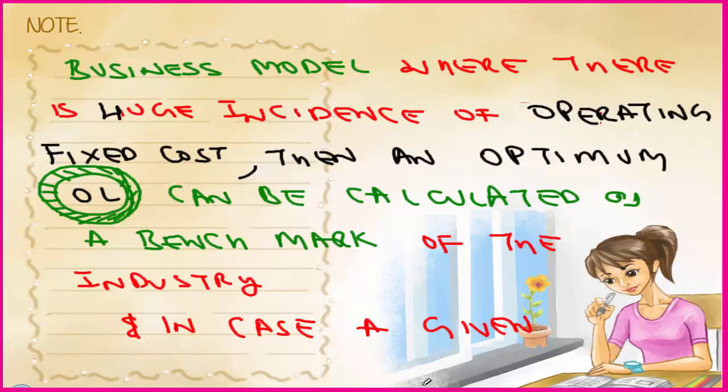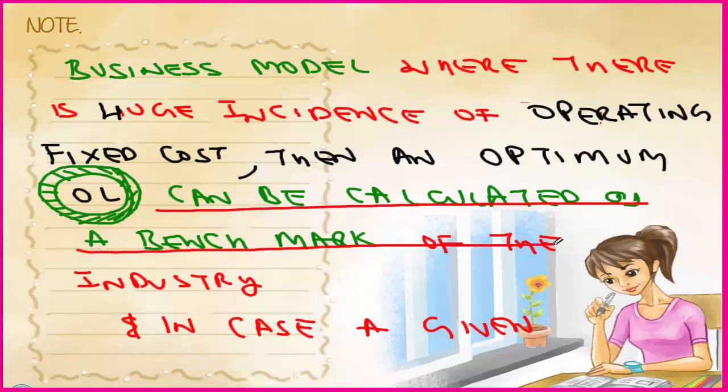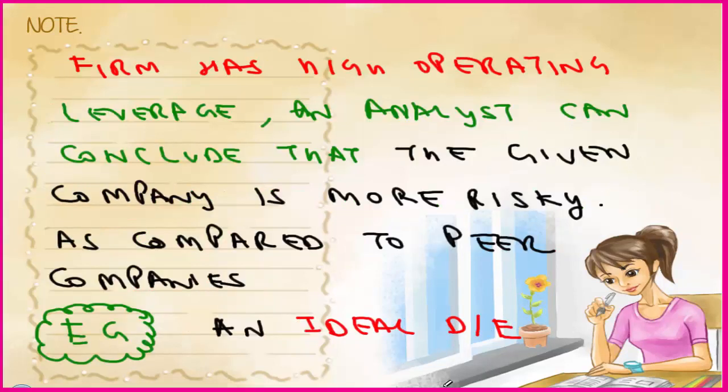For example, in the case of a business model where there is a huge incidence of operating costs, an optimum operating leverage can be calculated as a benchmark of the industry. If a given firm has high operating leverage, an analyst can conclude that the company is more risky.